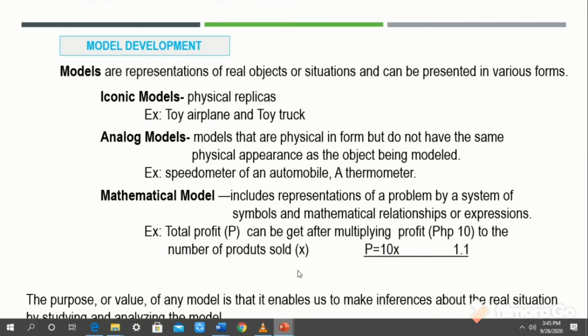It is a mathematical representation. Now, the purpose or value of any model is that it enables us to make inferences about the real situation by studying and analyzing the model. For example, in the airplane example earlier, you are testing an airplane. You cannot take a new airplane for every test, and do it again if you make a mistake. That is not possible. So we need a mathematical model to represent it.